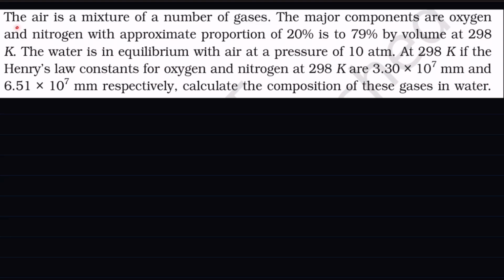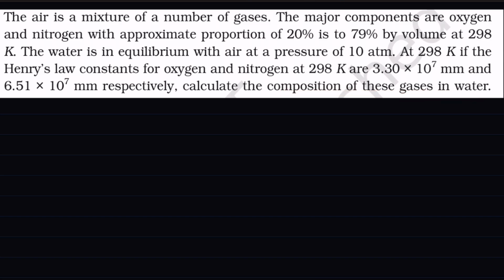In this question, the air is a mixture of a number of gases. The major components are oxygen and nitrogen with approximate proportion of 20% to 79% by volume at 298 Kelvin. The water is in equilibrium with air at the pressure of 10 atm. At 298 Kelvin, if the Henry's constant of oxygen is 3.3 into 10 to the power 7 and nitrogen is 6.51 into 10 to the power 7 mm, calculate the composition of these gases in water.